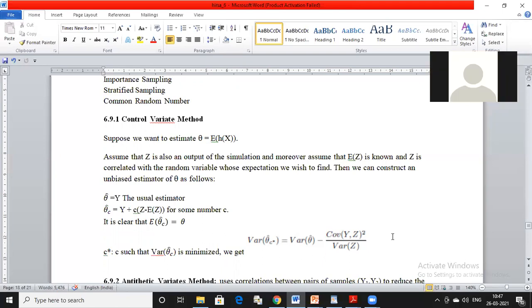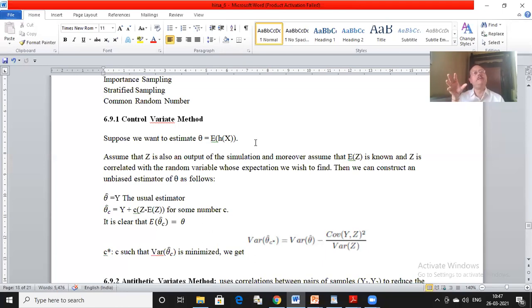Instead of the whole variance of theta hat, I am regressing Z out so that I get a residual sum of squares, which will be less than the original variance. So the variance of the new estimator will be less. Okay, does it make sense? Yes, sir. So control variate then relies very crucially on being able to identify a Z, which is a byproduct of the random number generation process and which is also correlated with the target random variable.